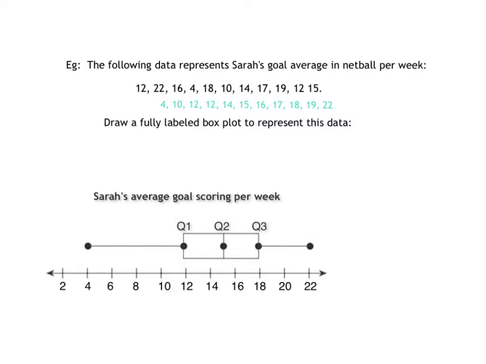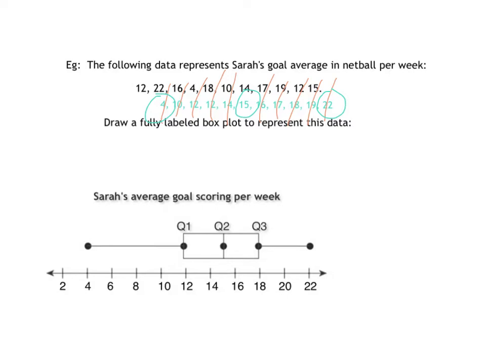So we'll start by crossing off from both ends to find the middle number. So that one, 2, 2. Okay, so the median is 15. We'll circle that. Now we need the upper extreme and lower extreme, which is the highest and lowest numbers of this set of data, so 4 and 22.